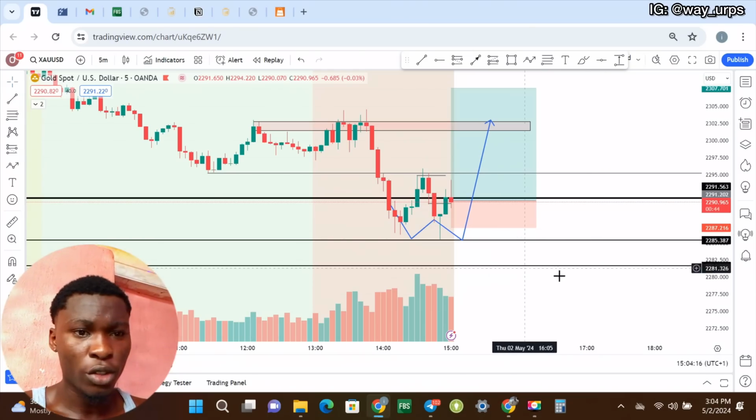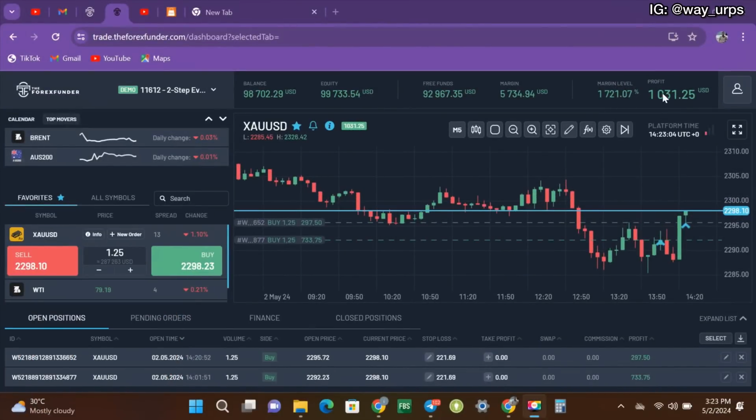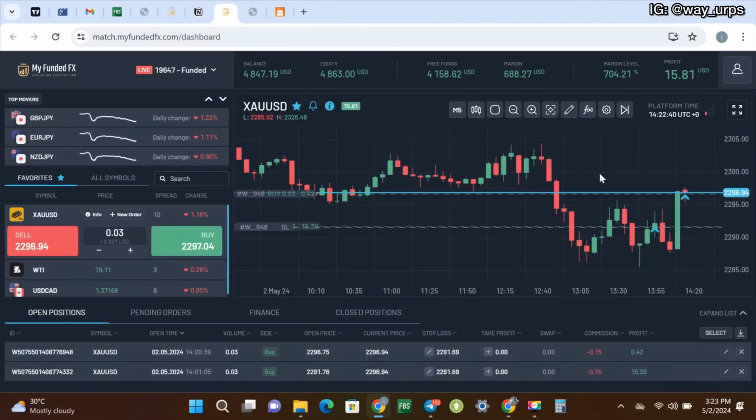I'm going to update you on how the trade plays out. You know the vibe. So I basically just added to this trade right now, and as you can see, I added another position. Why? Because the market went in my direction, so I added it.